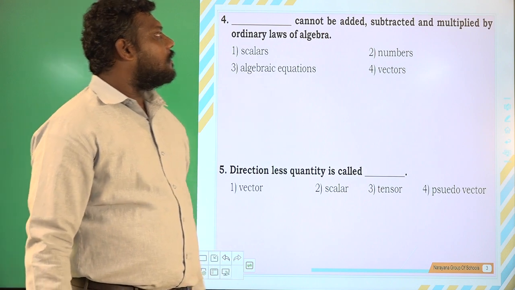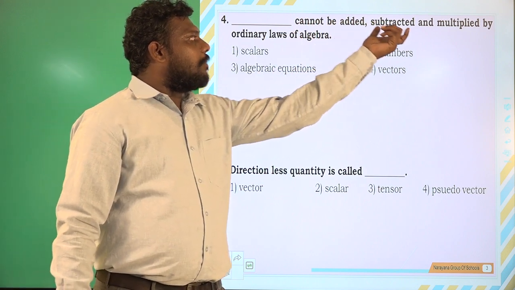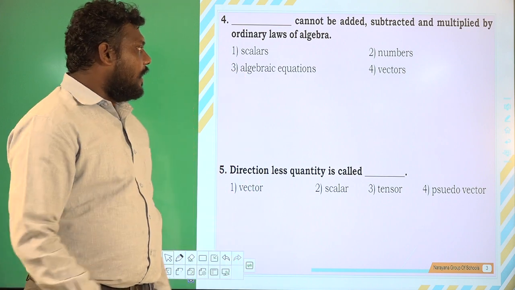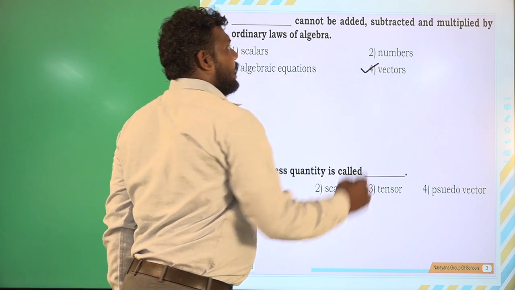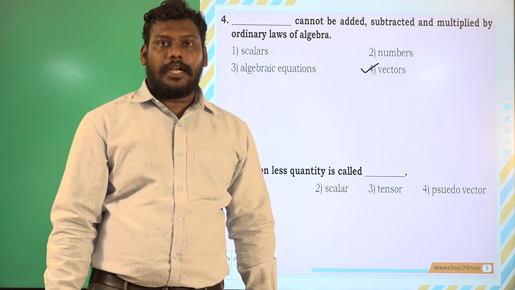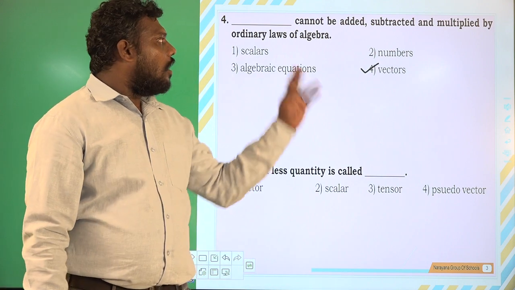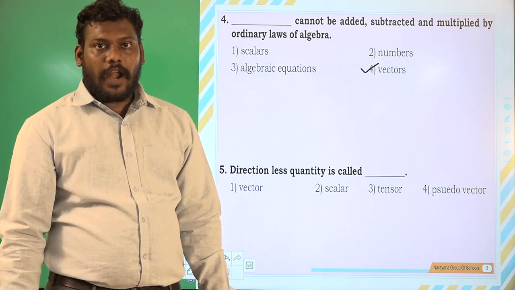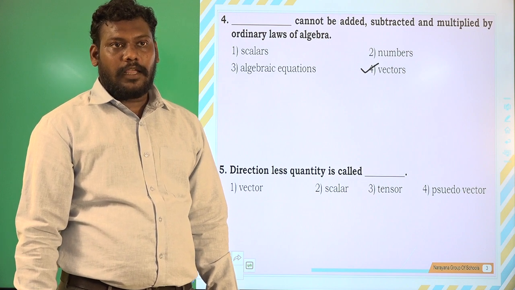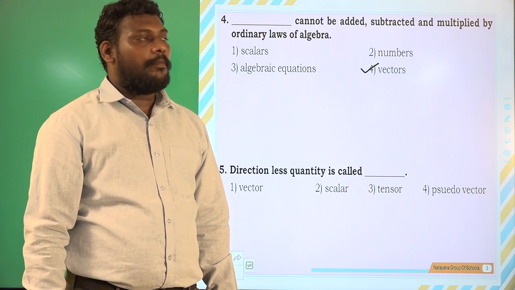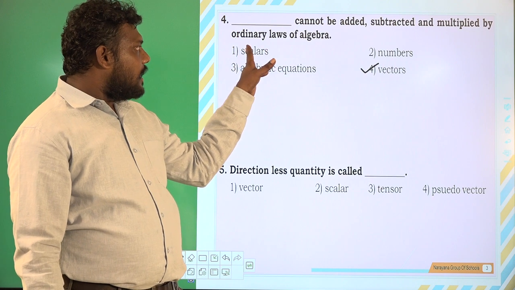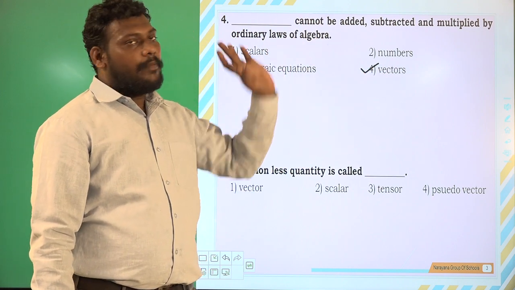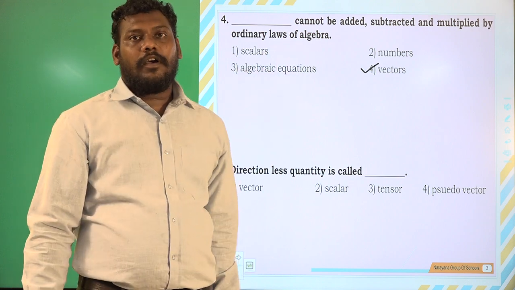Next, the fourth question. Dash cannot be added, subtracted and multiplied by ordinary laws of algebra. So the quantities are vector quantities, which cannot be added, subtracted and multiplied by ordinary laws of algebra. Why? Because vectors need vector addition for adding or subtracting, and vector multiplication for multiplying, right? So scalars are the quantities which can be added, subtracted, but vectors are the quantities which cannot be added by the ordinary laws of algebra.